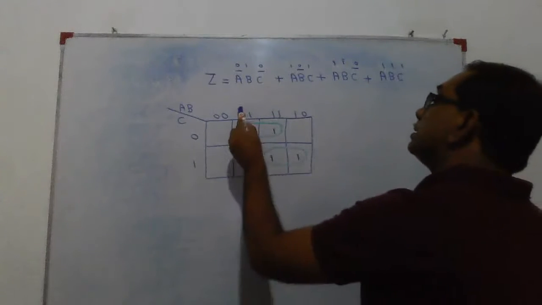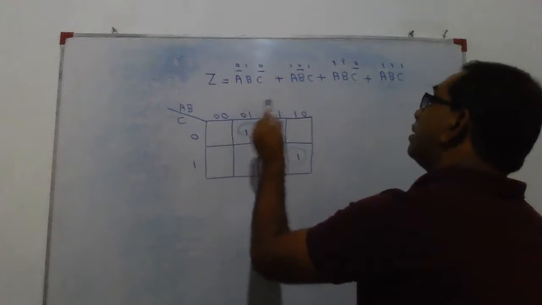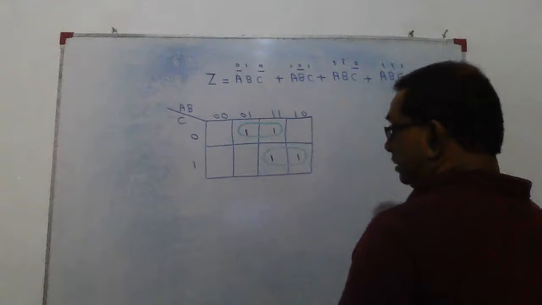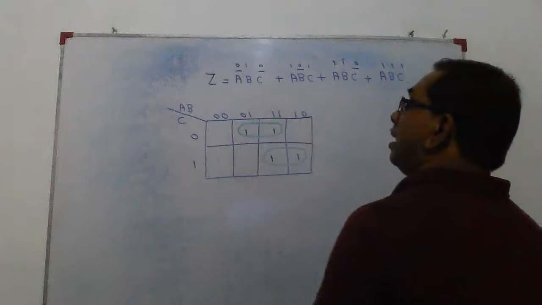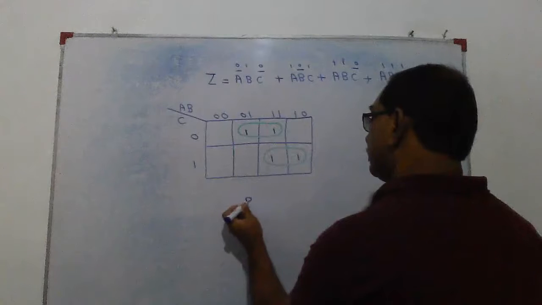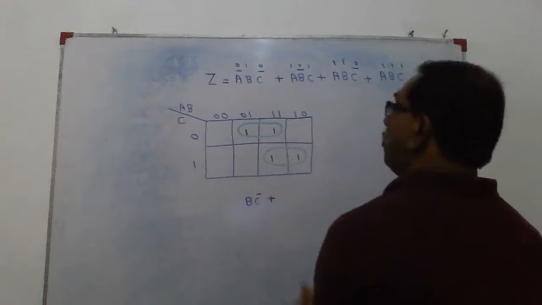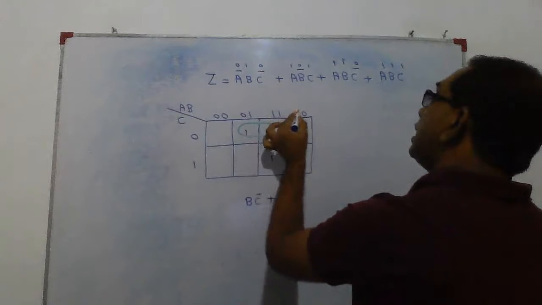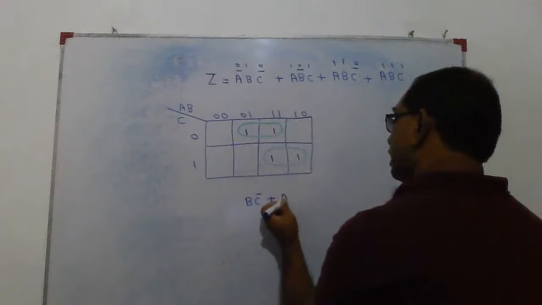Now here 0 means A bar and A for this group, A bar and A. But here B is here, and here the B is common. And what about C bar? C bar is common. So B and C bar. Or for the second group here, A is common. A, B bar. A is common. So we can take A.